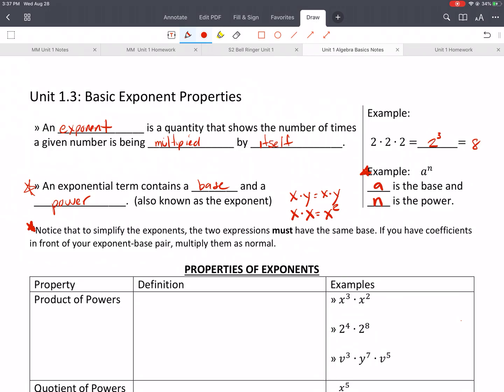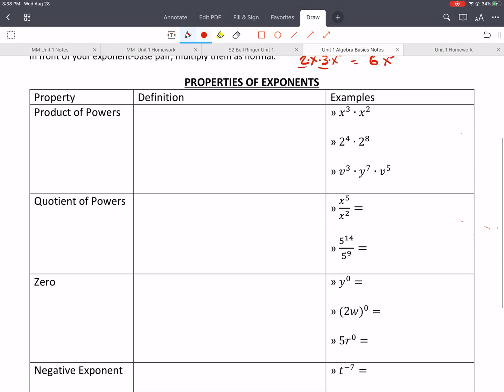Okay, if you have coefficients in front of your exponent base pairs, so for example, if we have a 2 in front of this x and we have a 3 in front of an x squared, you would multiply those numbers together. We're basically multiplying all of these terms, and with multiplication, the order doesn't matter. So we can multiply the 2 and 3 to give us 6, and then we can multiply that x by x squared to give us x cubed.